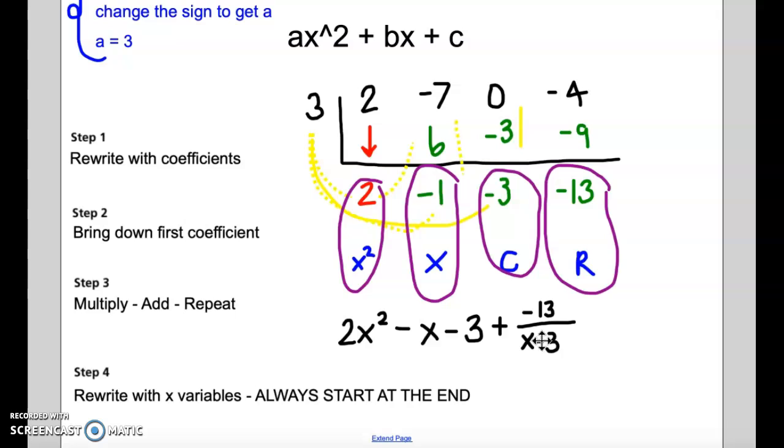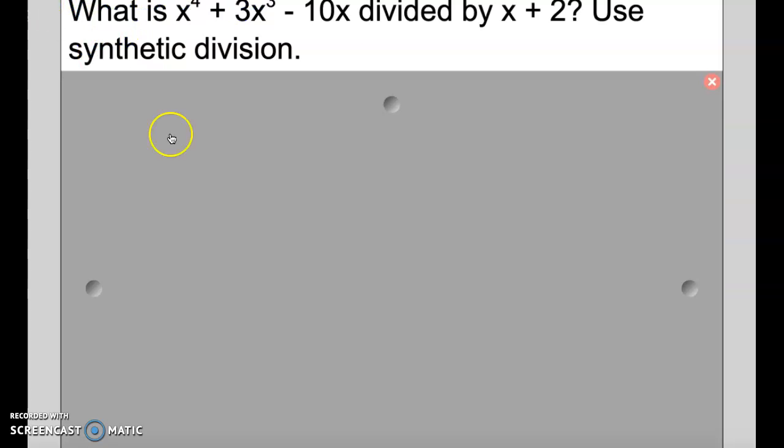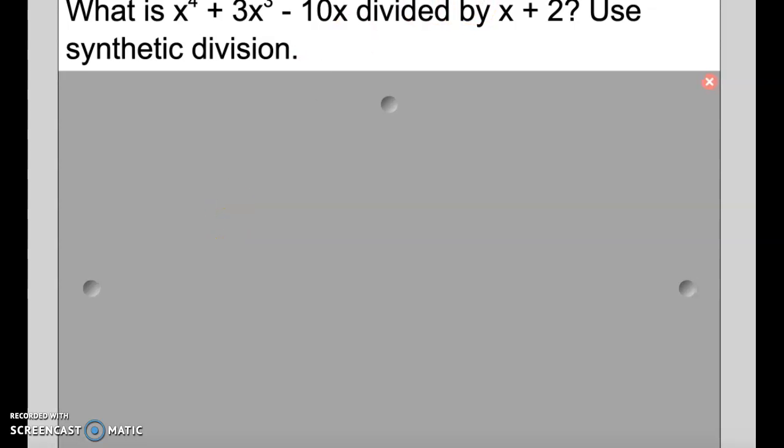Okay, and that's it, guys. So much faster, so much easier. I'm going to do another example, but if you think you got it, feel free to move on to the practice. That's all this lesson is. So let's do another one here. We're going to use synthetic division.